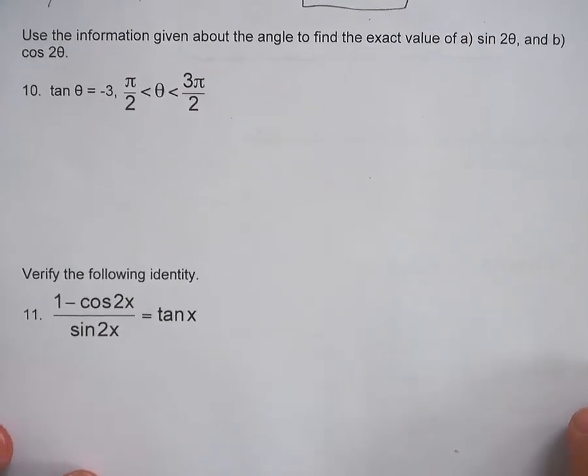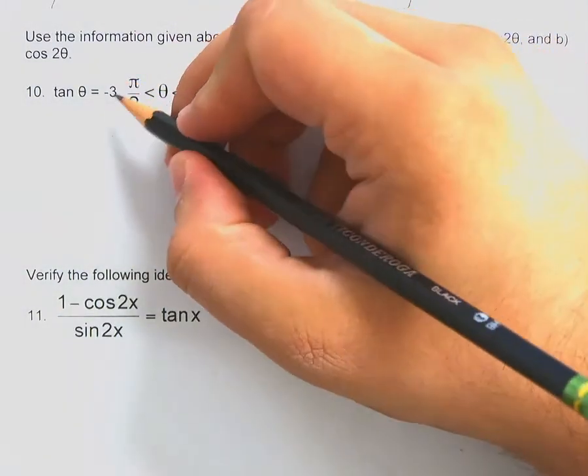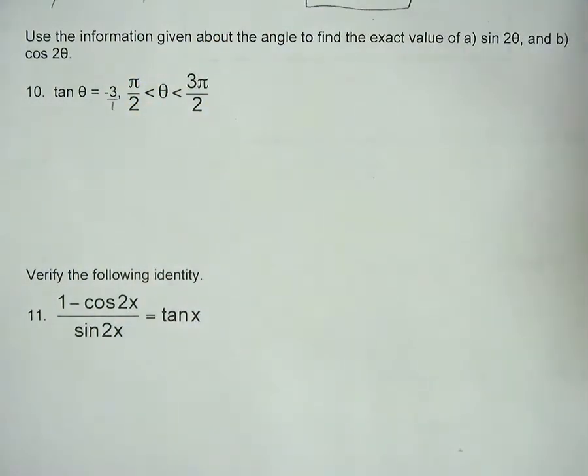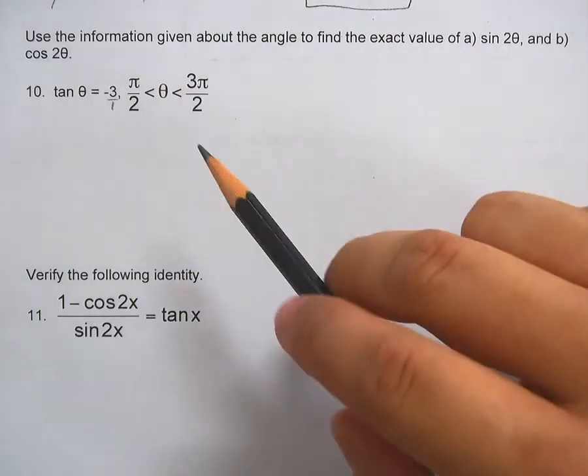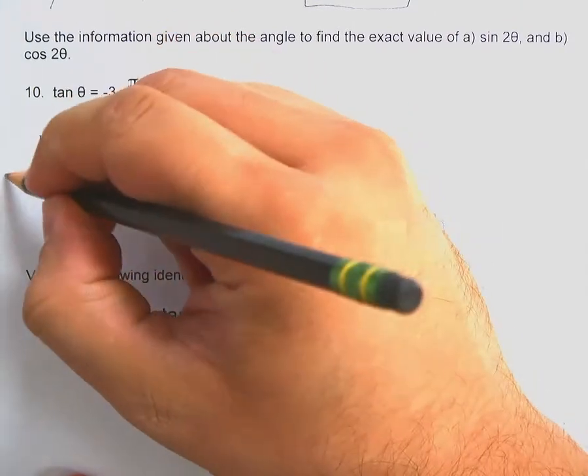Let's go down here to the bottom. It says, use the information given about the angle to find the exact value of sine 2 theta and cosine 2 theta. Okay. Here's the interesting part. We're going to start off. It says tangent of theta is -3. And if there's anything I know about tangent, it's going to be over 1 here. Y over x, remember. And it's somewhere between pi over 2 and 3 pi over 2. So let's draw a picture.